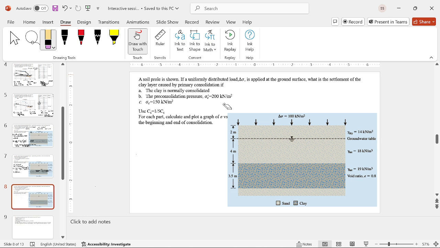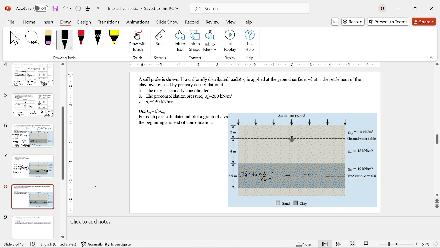See, the pre-consolidation pressure is 150 kilonewton. In the third case, the pre-consolidation pressure is 150 kilonewton, but the maximum pressure that the soil will reach is 175. So what will happen is, initially it was at 75.75 kilonewton per meter square loading. Now we are gradually increasing the loading.